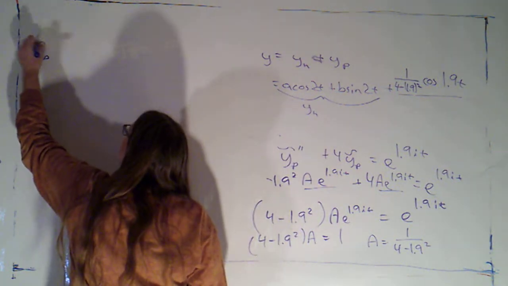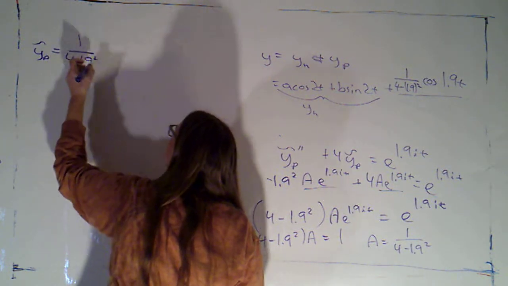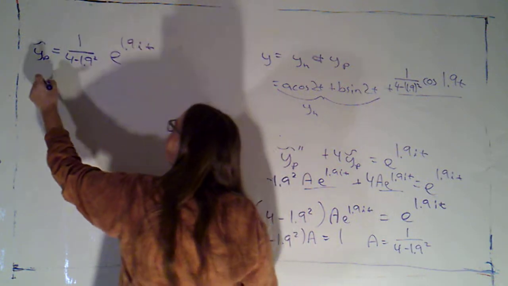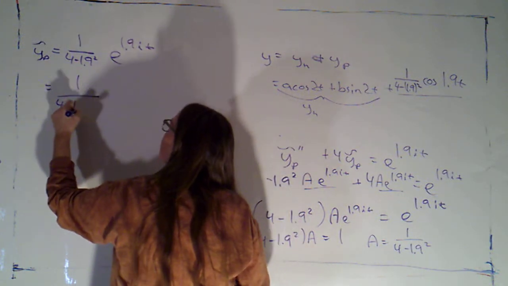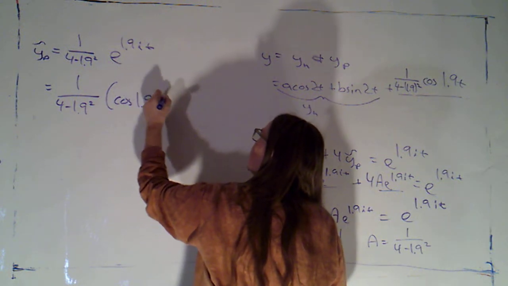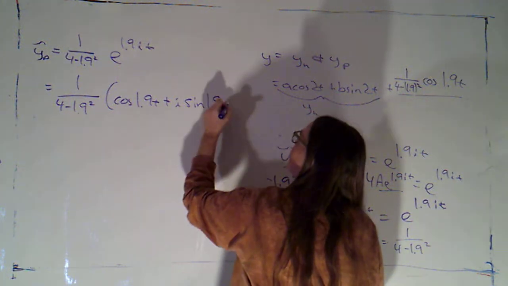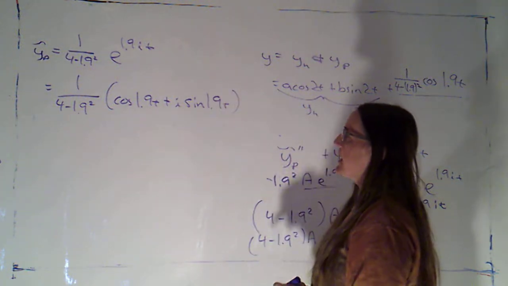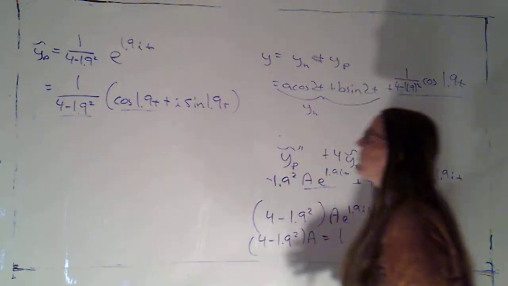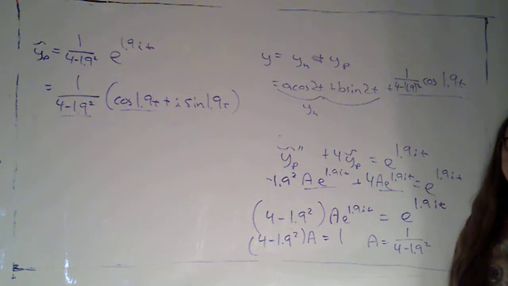Okay, now that means that yp tilde is 1 over 4 minus 1.9 squared times e to the 1.9it. That's 1 over 4 minus 1.9 squared times cosine 1.9t plus i sine 1.9t. And I can see this is real, and of course that distributes through to it, so I did remember correctly that that's going to be my particular solution.